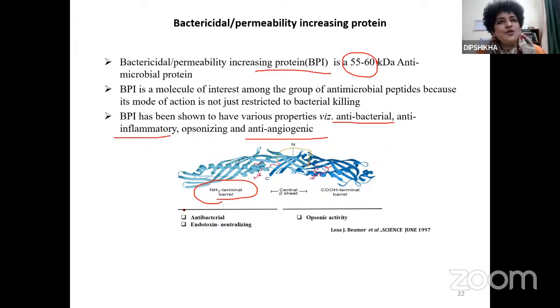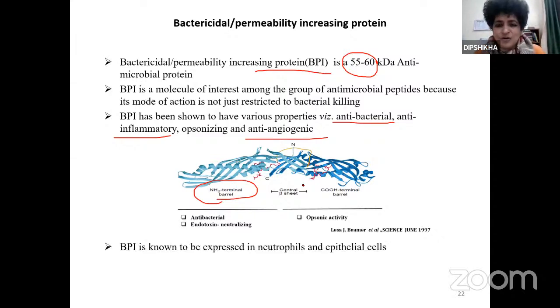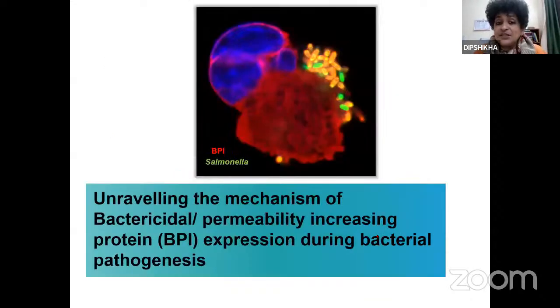The individuals who undergo a septic shock and end up in ICU are given this dose so that their reversal happens. But it is just next to impossible to think about its use by common people. It is known to be expressed by the neutrophils and the epithelial cells, this BPI. And one can commercially use it.